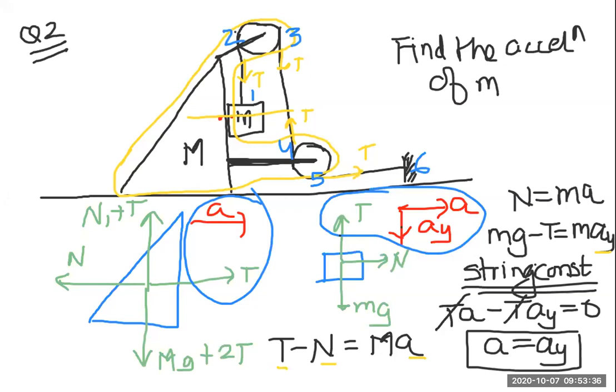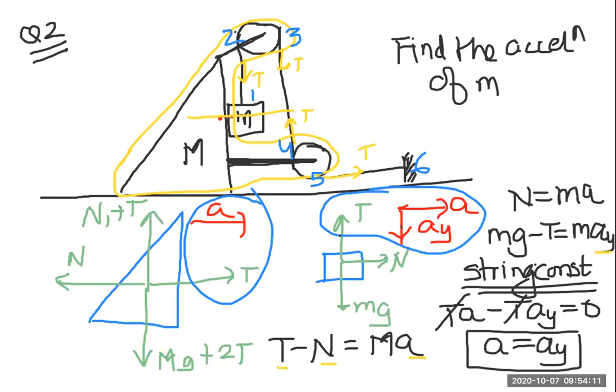If small m moves down by a distance of x, then the length of string 1, 2 will also increase by x. 2, 3 cannot change because wo pulley ke upar hai na, it will always remain the same. What about 3, 4? Can you tell me what will happen to 3, 4?